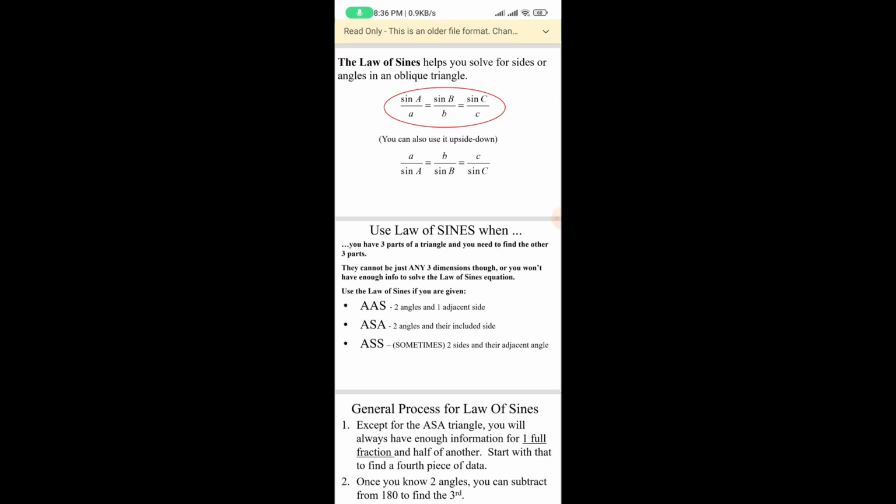The law of sines helps you solve for sides or angles in an oblique triangle. Sine A over A is equal to sine B over B is equal to sine C over C. You can also use it upside down: A over sine A is equal to B over sine B is equal to C over sine C.